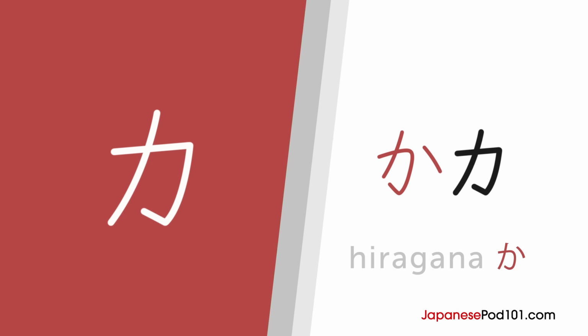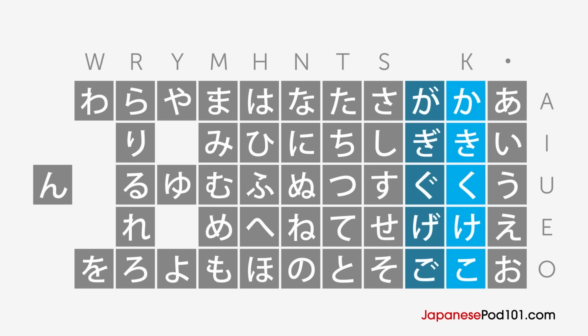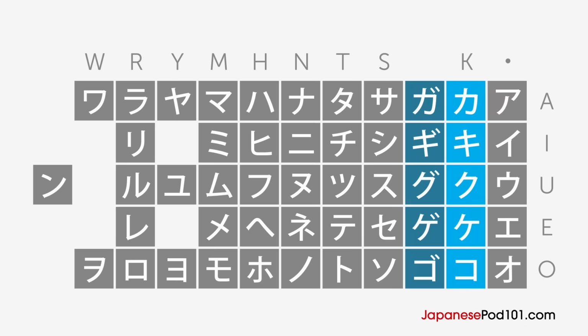Katakana ka actually looks like a more angular version of hiragana ka without this stroke. Just like in the K column of hiragana, the K column of katakana can also be changed by the dakuten or tenten mark. We put it in the upper right corner, so now it will be pronounced ga, ka, ga, ka, ga.